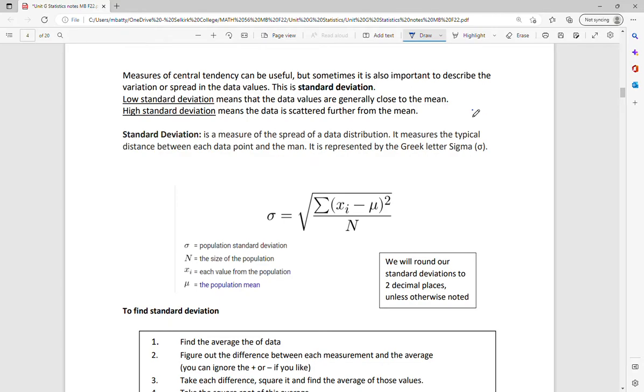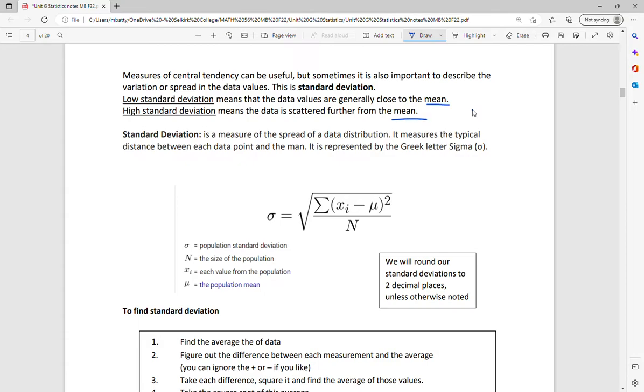So I put standard deviation in a separate video because it's probably something that's brand new to most of us. Standard deviation is a way of numerically measuring how spread out the data is or how concentrated the data is around a measure of central tendency. Usually what we're talking about is the average.